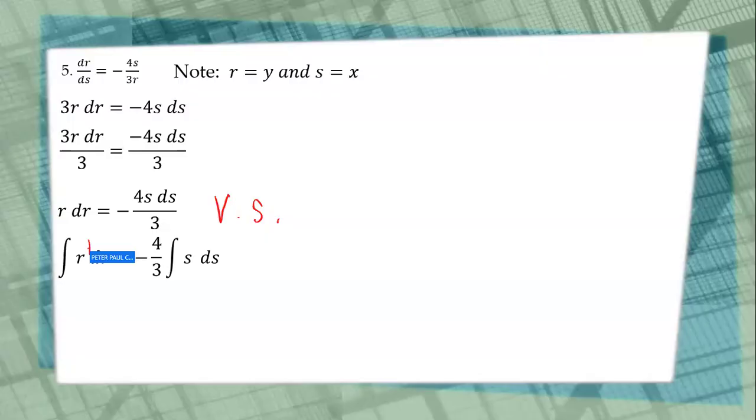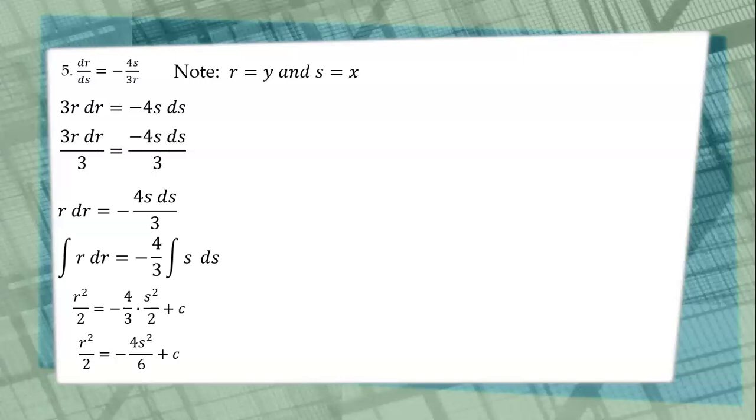We have plus 1 over 1 plus 1. And then it's the same with s. We have a plus 1 over 1 plus 1. So obviously, the answer becomes r squared over 2 equals negative 4 thirds times s squared over 2 plus c. Of course, we simplify this one.